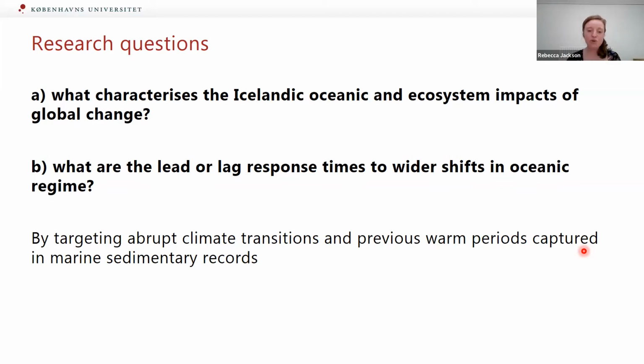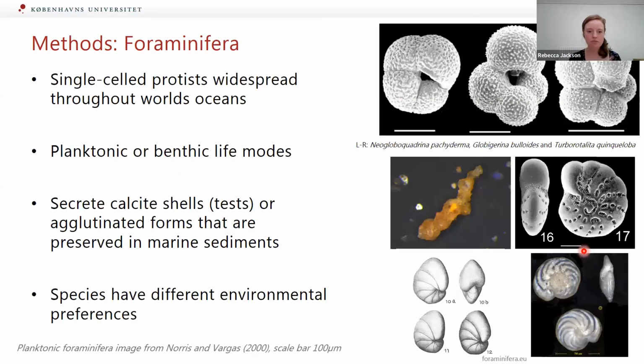And of course, we're not at liberty to go back in time and measure water temperatures or productivity directly. So we have to take from these marine sediment records, and I'll come back to these in a moment. We have to look back through these for proxies, for ways we can try and infer water column structure, temperature, salinity, and this kind of thing. So one of the ways in which we do that, and one of the ways in particular that I will be doing that in the project, is using the fossil foraminifera record.